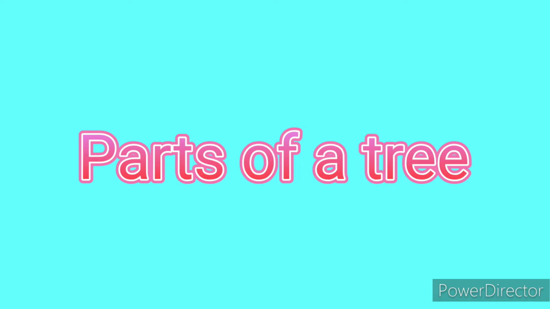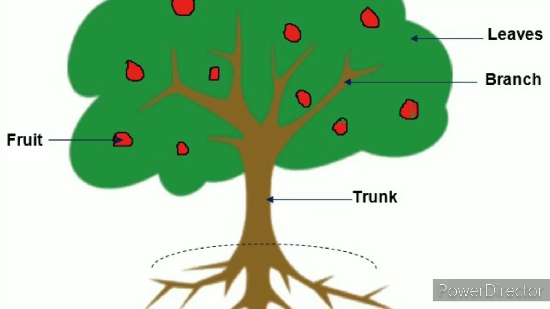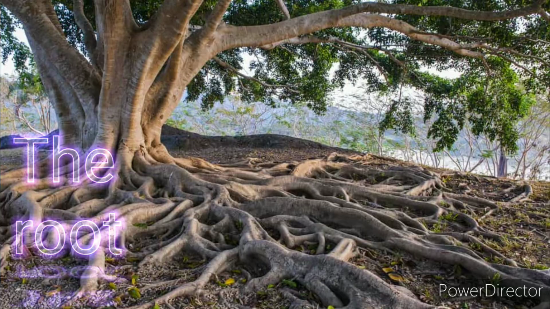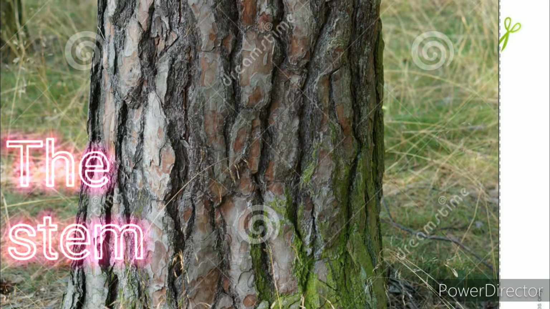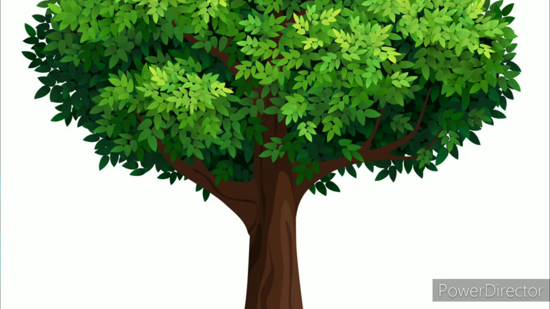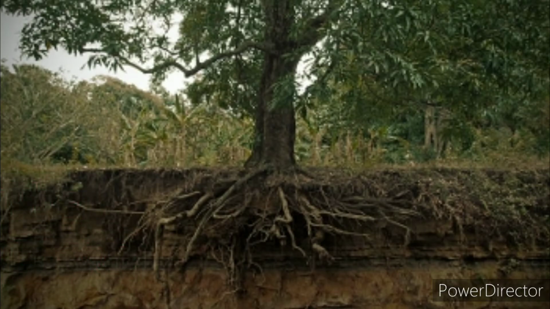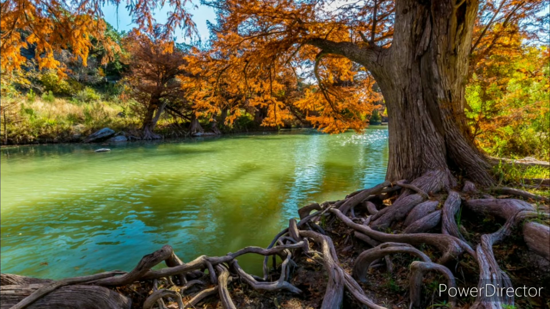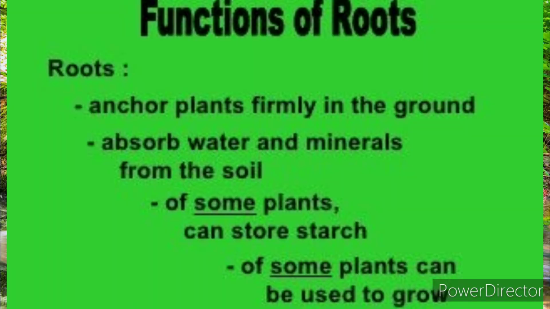Parts of a tree. A growing tree consists of three main parts, namely the roots, the stem, and the crown. Now let's look at them in detail. The roots. This is the underground part of the tree. The root fixes the tree to the ground and takes in moisture and mineral salts from the soil. It also helps to store reserve food.